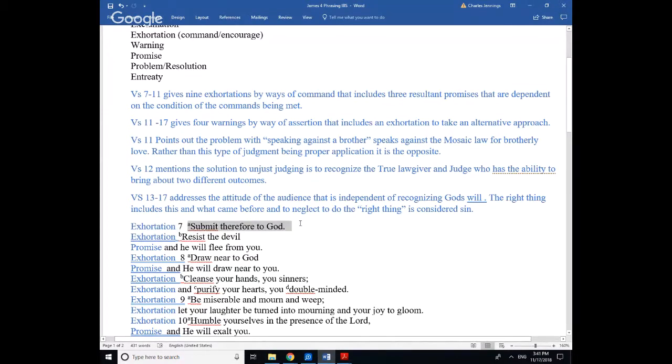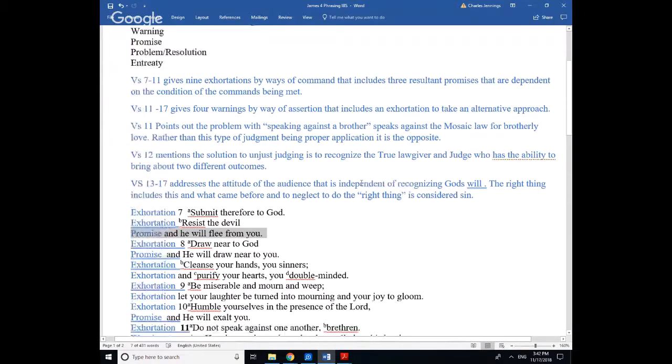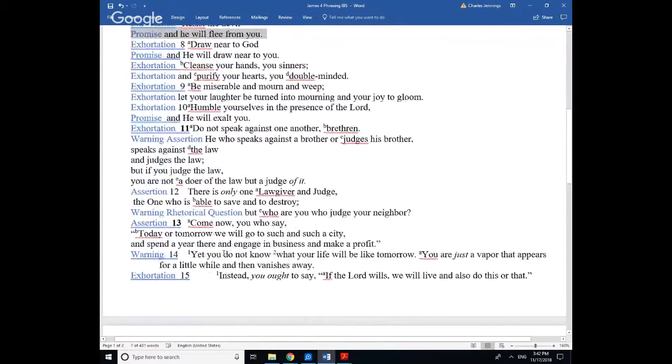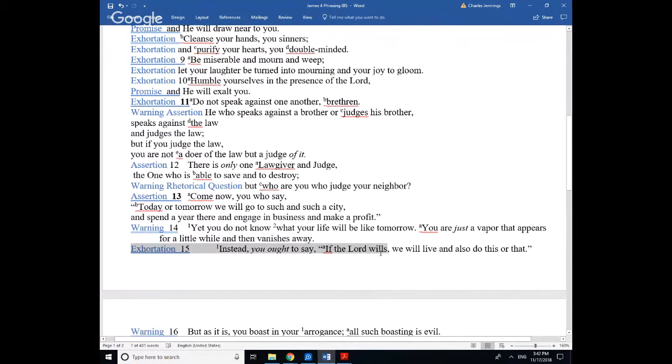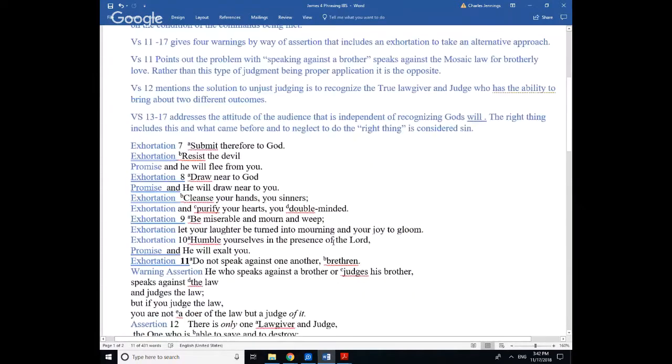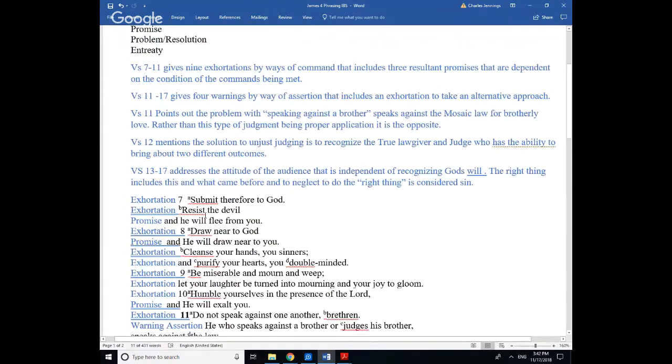So even though these are commands, there's a promise here. And so the idea is that when you obey the command, God will fulfill the promise. Verse 11 through 17 gives 4 warnings by way of assertion that include an exhortation to take an alternative approach. And so you can see all the warnings, but the assertion concerning the alternative approach is where it says, where is it? Instead, you ought to say, right here, 15. Instead, you ought to say. So it's saying instead of having this attitude of dependency, you ought to say that.